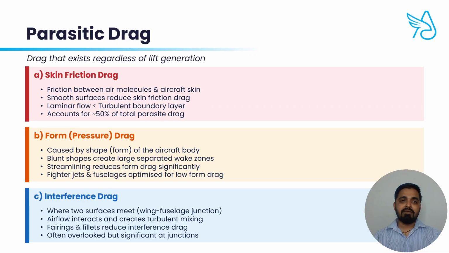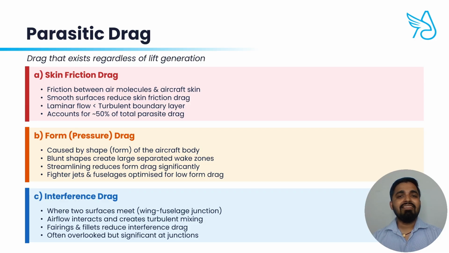Let's get deeper into the types of drag because it is very useful for drone engineers. Parasitic drag is a drag which exists even when the aircraft is not generating lift, which has 3 different types. First, skin friction drag. It is created due to the friction between moving air and the aircraft surface. Smoother surfaces reduce this drag by maintaining cleaner airflow. Since skin friction drag contributes significantly to the total parasitic drag, surface maintenance and aerodynamic finishing are important for efficiency.